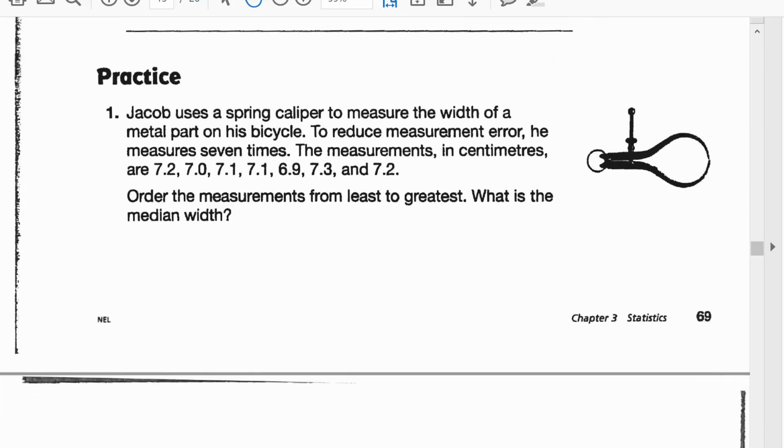Number 1, Jacob uses a spring caliper to measure the width of a metal part on his bicycle. To reduce measurement error, he measures 7 times. The measurements in centimeters are all of those numbers. Order the measurements from least to greatest. What is the median? Okay, so put them from least to greatest. Least is 6.9. Greatest will be 7.3. So circle the middle value of all of these. So that's not too bad.